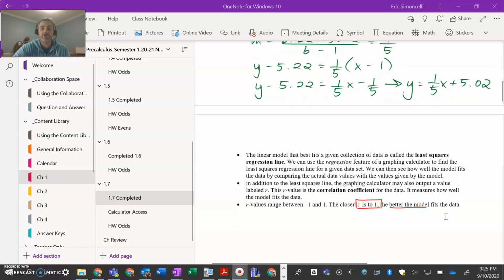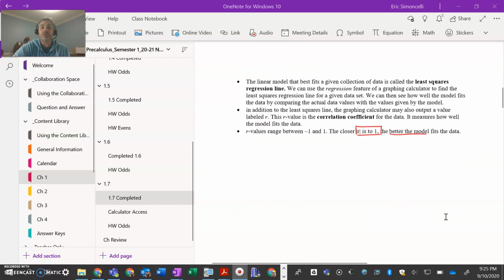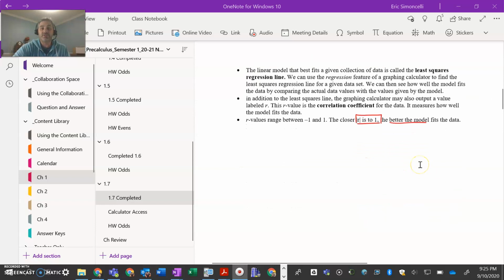All right, continuing on. The linear model that best fits a given collection of data is called the least squares regression line, or a regression analysis, as I refer to it. We can use the regression feature of a graphing calculator to find the least squares regression line for a given data set. We can then see how well the model fits the data by comparing the actual data values with the values given by the model.